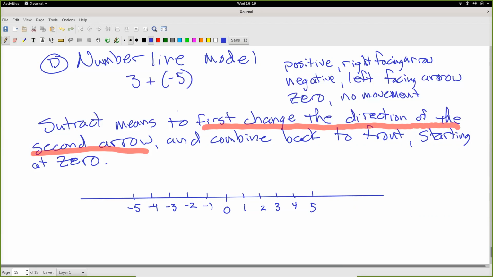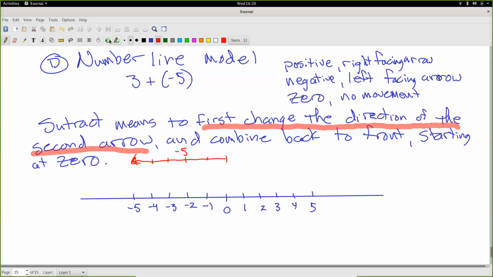All right, so first change the direction of the second arrow. At some point, we're going to need an arrow that's 5 long. And at first, a -5 would look like this right here, right? Starting at 0, 1, 2, 3, 4, 5.